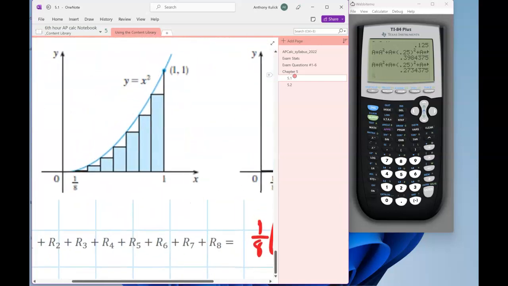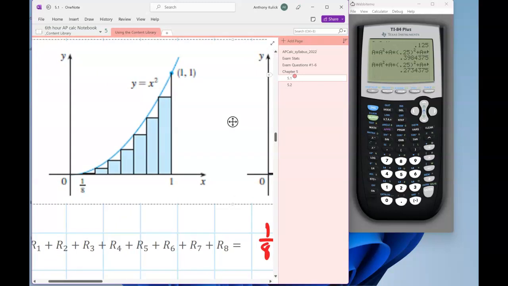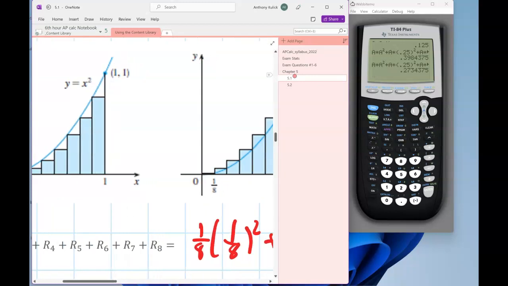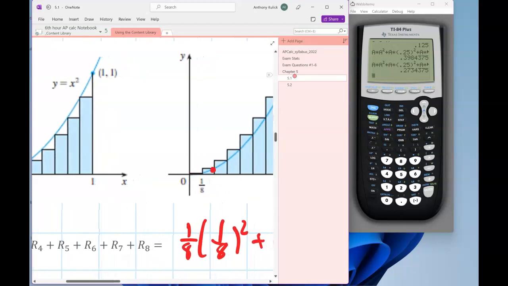So for the underestimates, we used the left hand endpoint as our height. So this would be like x comma f of x, where that's going to be my height. For the overestimates, we're going to use the right hand endpoint. So that'd be like x comma f of x, where that's my height. So instead of using the left end of my interval as my height, I'm using the right end of my interval as my height.